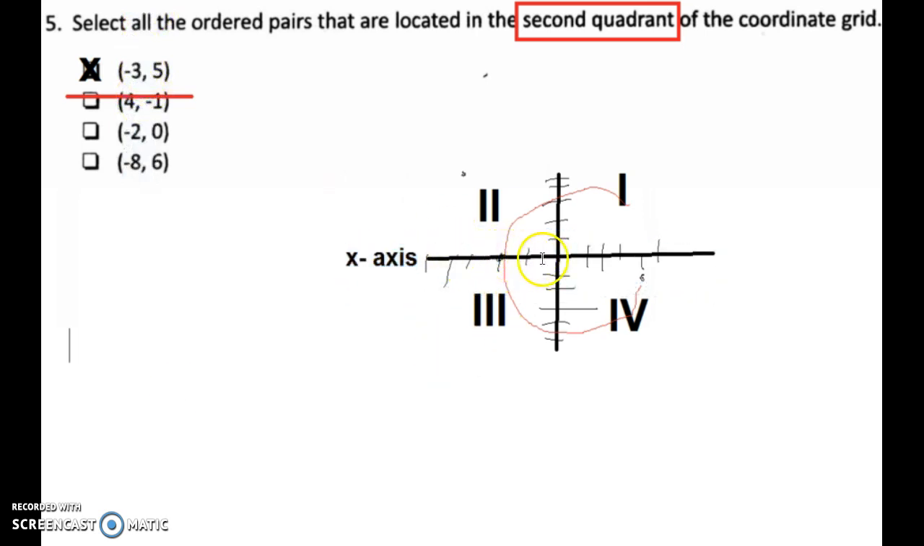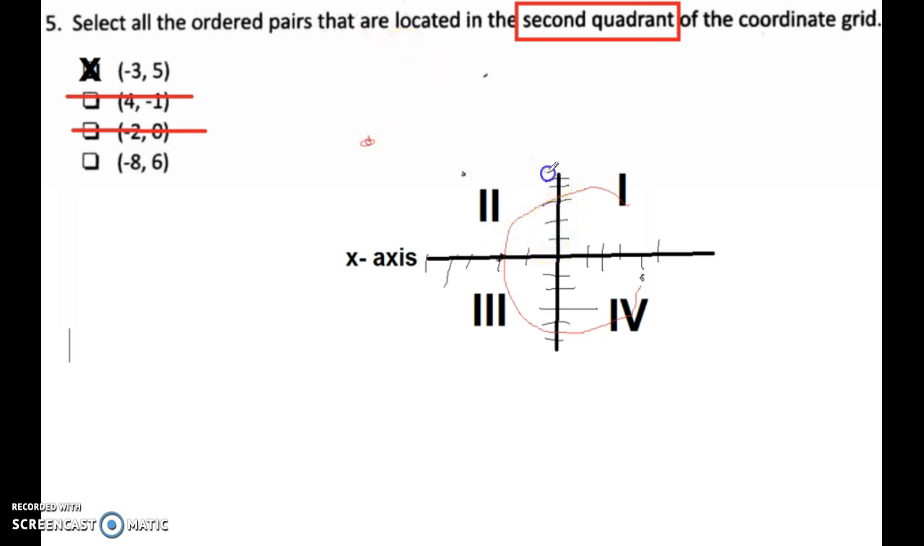So no, it's on the x-axis, that's not quadrant 2. So again, I'm going to say no. This isn't an answer. And our last one, it says -8. So -8's like over here somewhere, and then up 6. It's going to be like around here somewhere. Is this in quadrant 2?